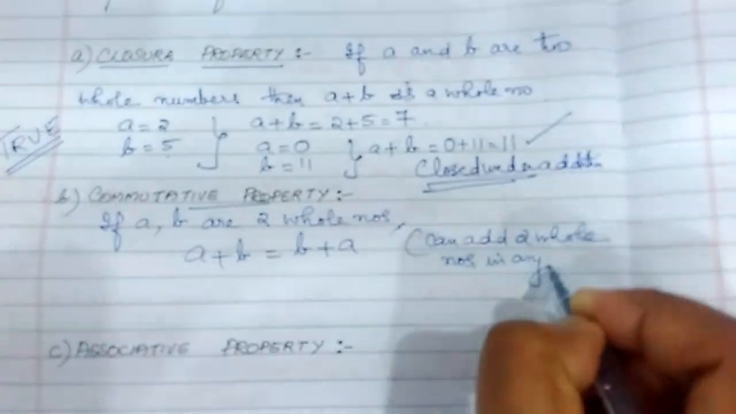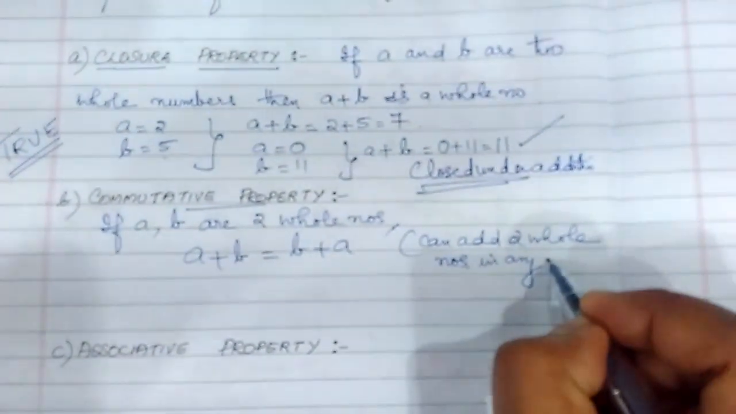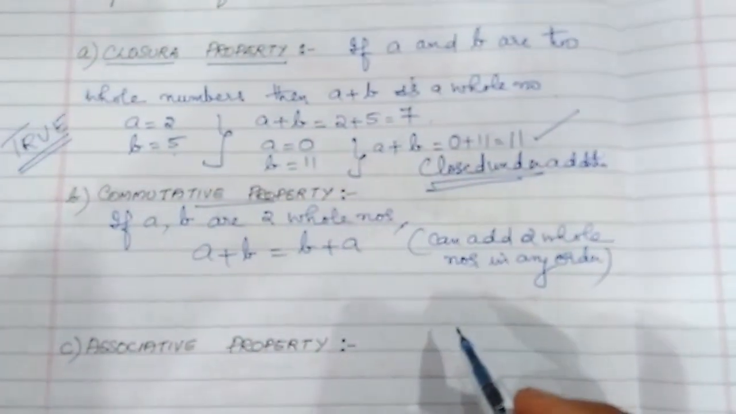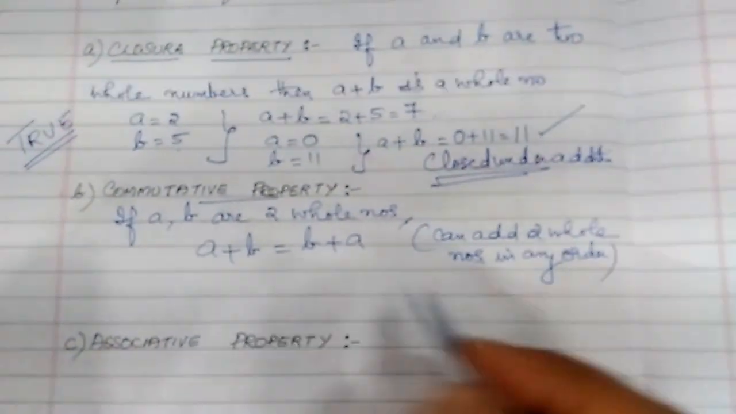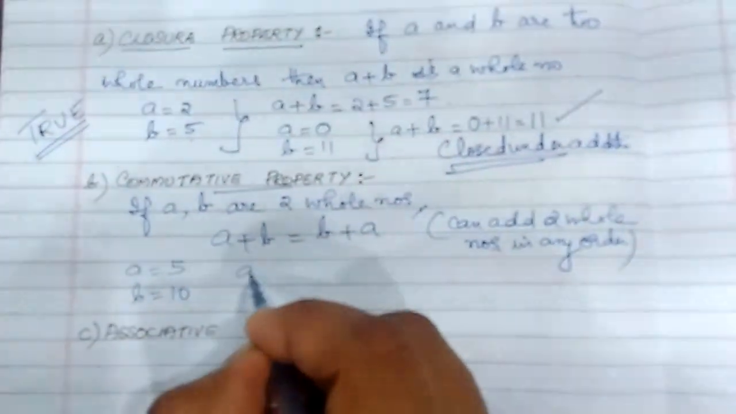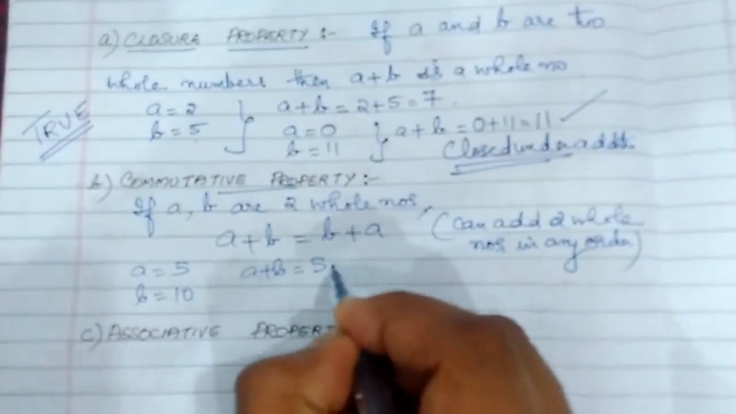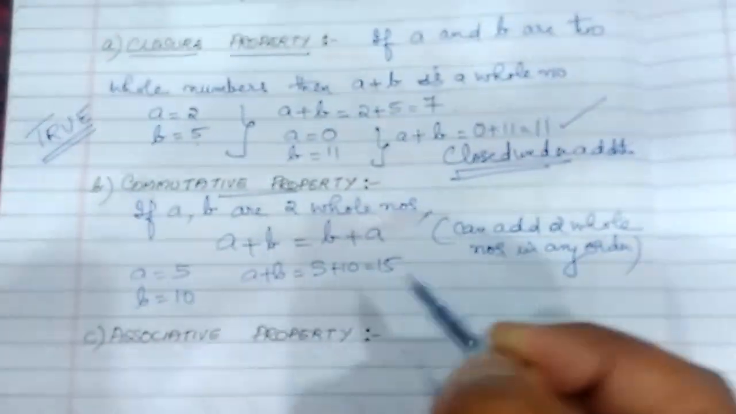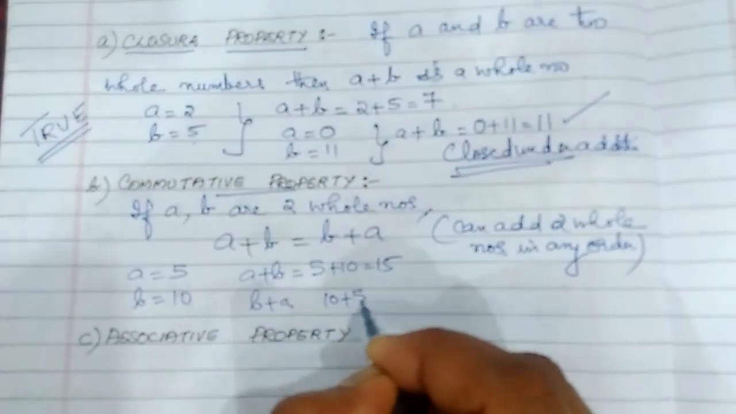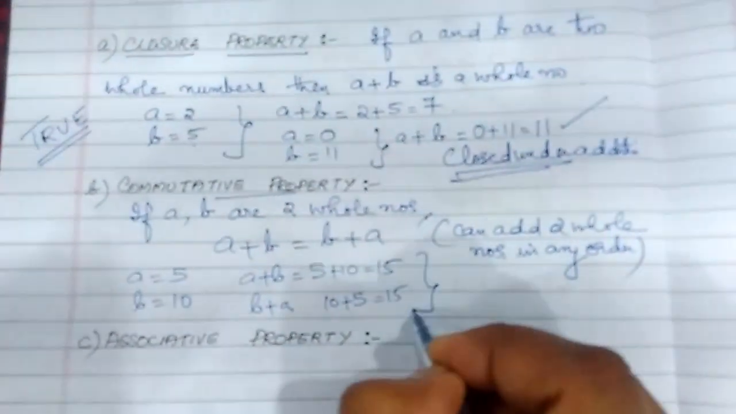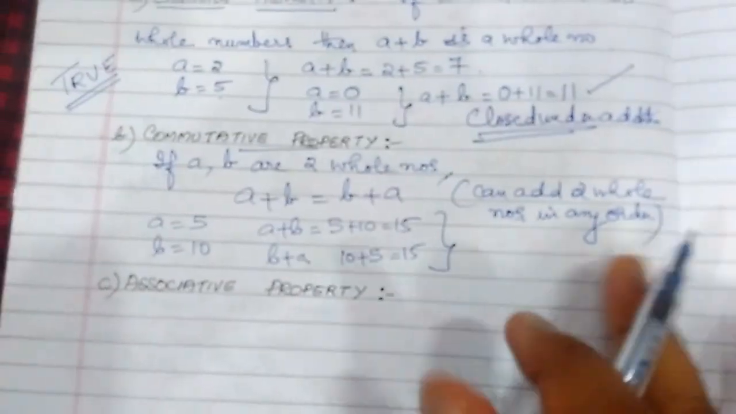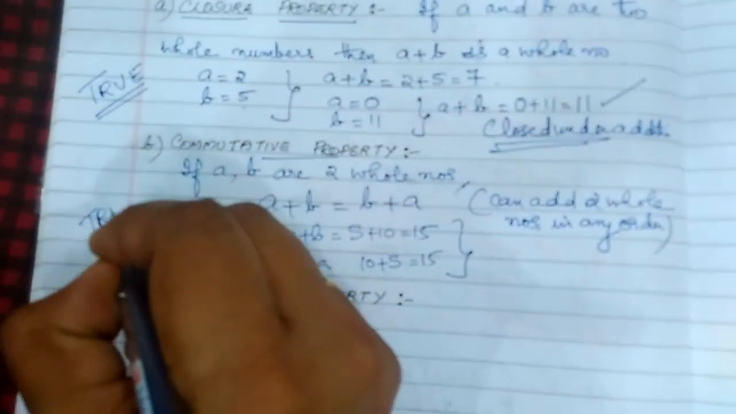That means I am having 3 oranges and you are having 5 oranges. So you can add up like first mine and then yours. See, A is equal to 5, B is equal to 10. Now what happens A plus B? A plus B is equal to 5 plus 10, that is 15. But if I change the order as B plus A, what happens? It is 10 plus 5, that is 15. That means in any order it can be added. Okay, so it is true. Commutative property is true for addition.